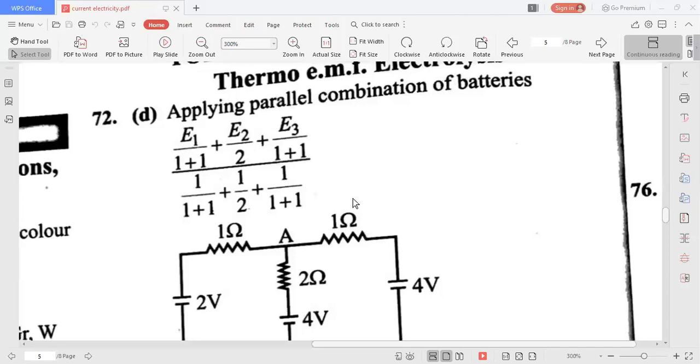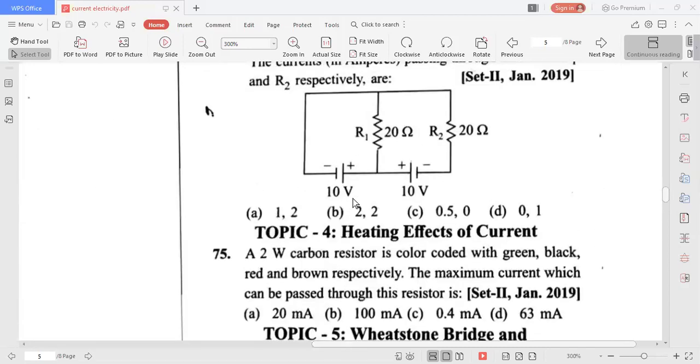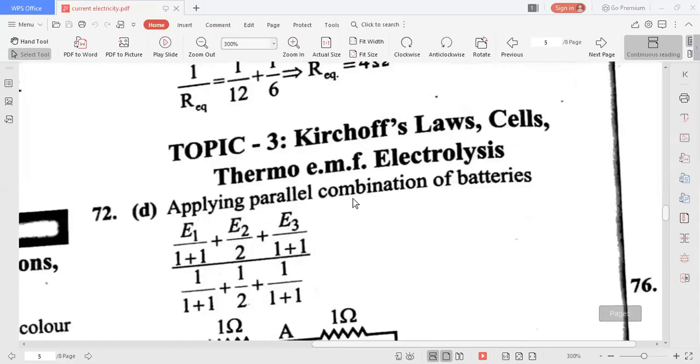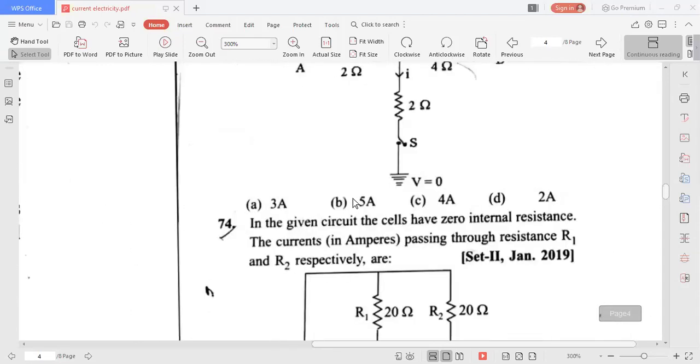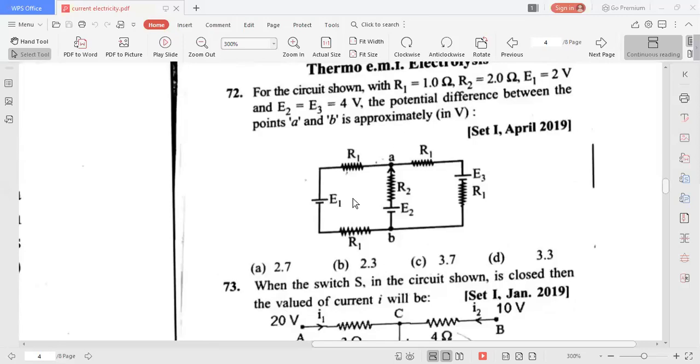Okay, 1 ohm, 1 ohm, 2 ohm like this. Right, all are 1 ohm, 2 ohm like that. Not 10 ohm. Very good. Here it is 1 ohm. It is also 1 ohm. It is 1 ohm. It is 2 ohm.